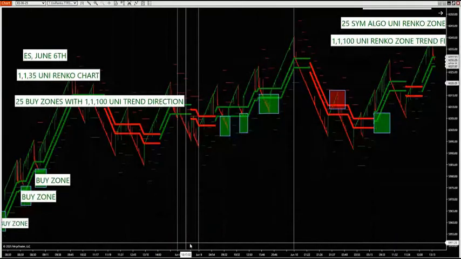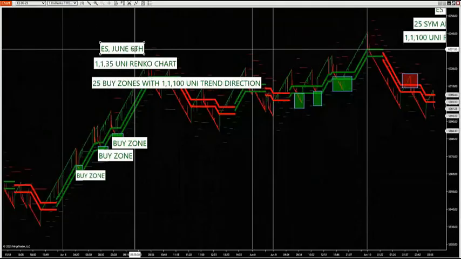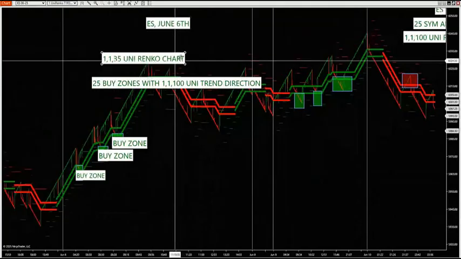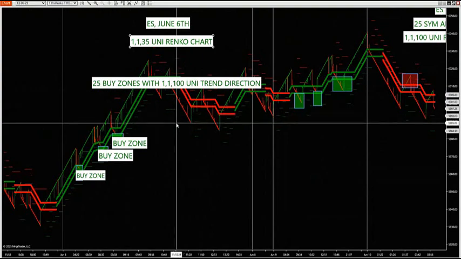So we'll go Friday first, and then we'll get into the entire trading session. I want to show you how smooth this is. So this is June 6th. I like the 1-135 Unirinco chart. It's one of my favorite charts to trade these zones because the 1-130 will give you false reversal sometimes, and then get right back in the zone, hold the zone, then go back up.